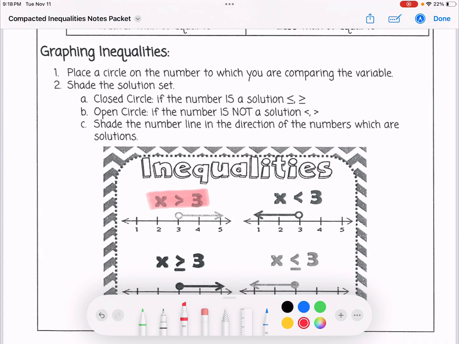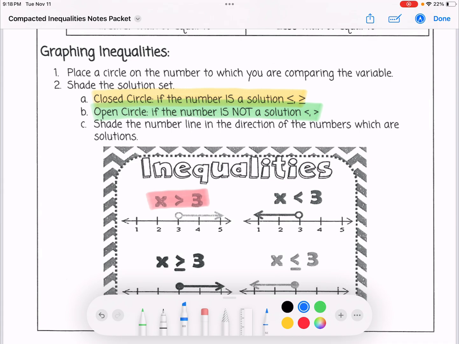Now, we have to remember, closed circles versus open circles. So a closed circle is if the number has the equal to line, meaning we fill it in. We close the circle, we circle the whole thing in because it includes that number. It could be 3 or more, or it could be 3 or less. Similarly, it's an open circle if it is not a solution. So if it's just greater than or less than, it doesn't actually include that number, it's an open circle.